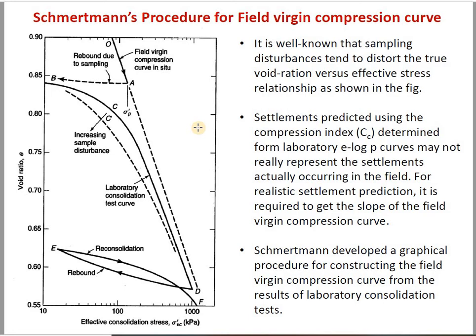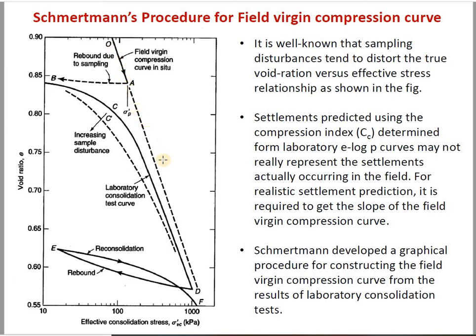Here in this figure you can see you are taking a clay sample from the field. This is the condition where you take the sample. Once you take the sample, as I told you, it was subjected to some sort of confinement, and once you take it out there is no confinement, so it will swell. That rebound is shown here as AB, and then this dotted line which starts from A is actually the pre-consolidation pressure, and this dotted line is the actual field virgin compression curve which you need. This is the stress history, so it is continuing. So this will be the field virgin compression curve.